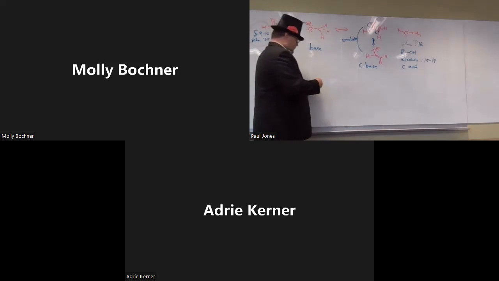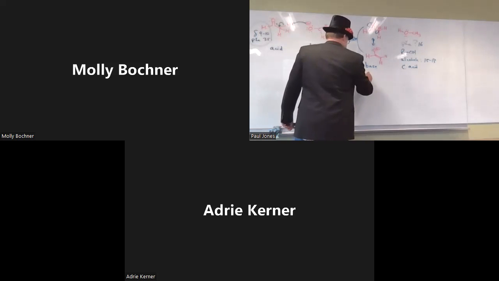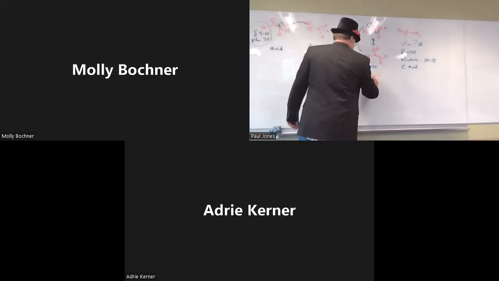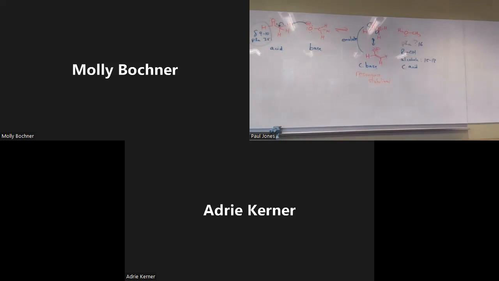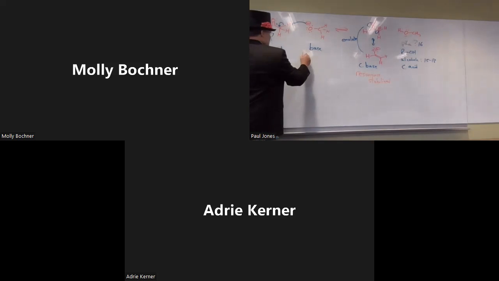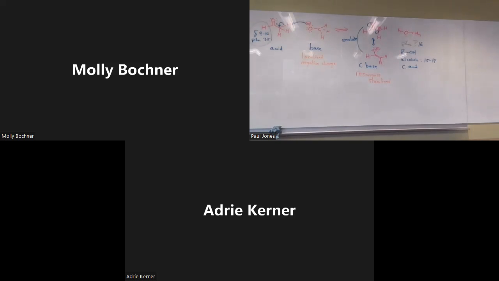All right, so the enolate is stabilized by resonance. Really important observation. Methoxide is a localized negative charge on O.